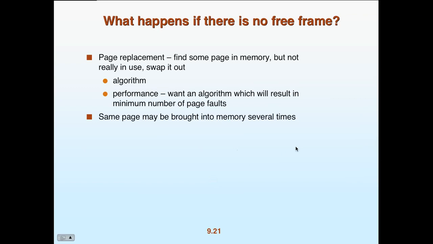So what happens if there's no free frame? We have page replacement. As I mentioned before, pages have frames. Frames get loaded into the page table, and they get allocated toward the virtual memory. So page replacement finds some page in memory that's not really in use and swaps it out. That would be the perfect-case scenario, if there's a page in memory that's not being used. That's not always the case.